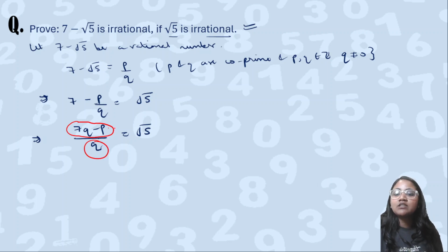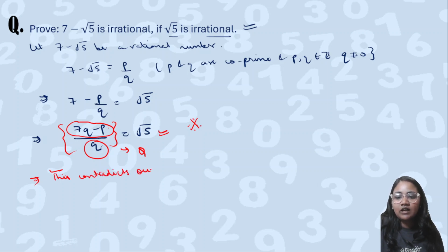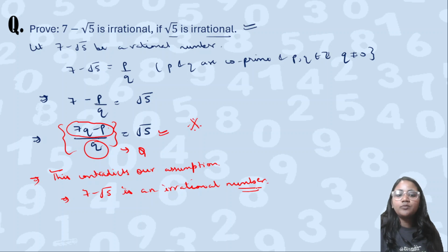Integer by integer, this is a rational number. This is a rational number, right? While we are given in the question that root 5 is irrational. So this is wrong. So we can say that this contradicts our assumption. So this implies 7 minus root 5 is also an irrational number. I hope this is clear to you.